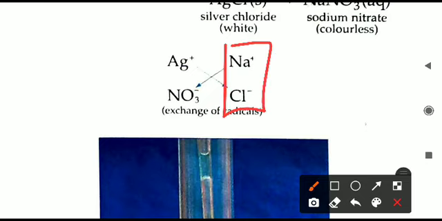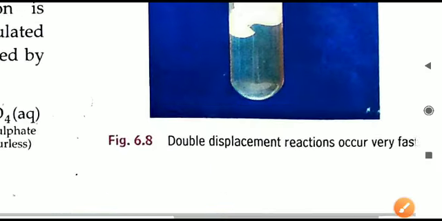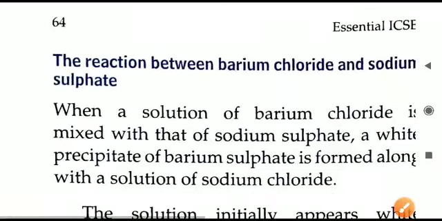Na was with NO3, but this Na has left that radical and moved towards another radical, that is Cl. Similarly, silver moves towards NO3. So that is the exchanging of the positive and negative radicals among each other. That is a double displacement reaction.